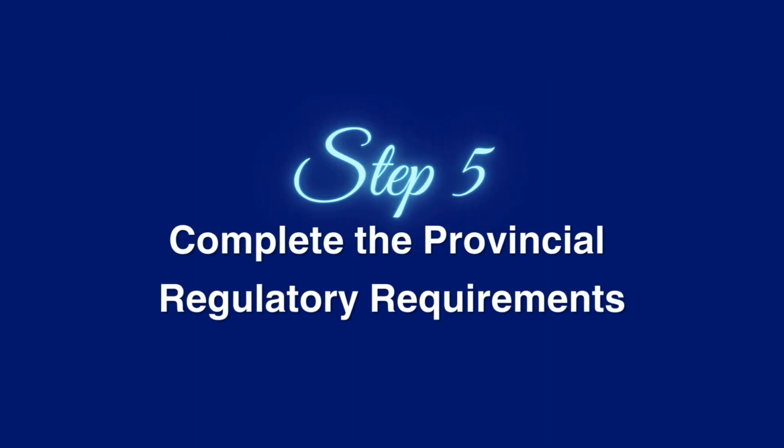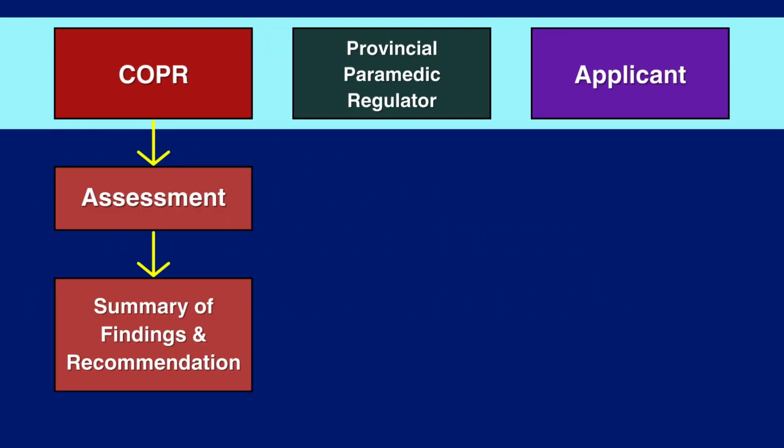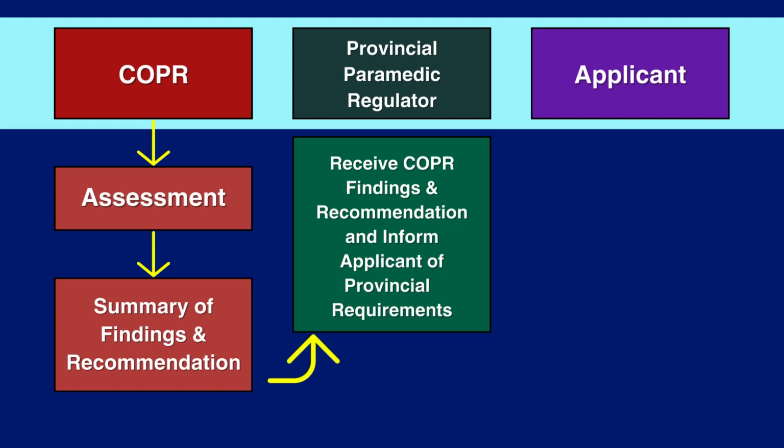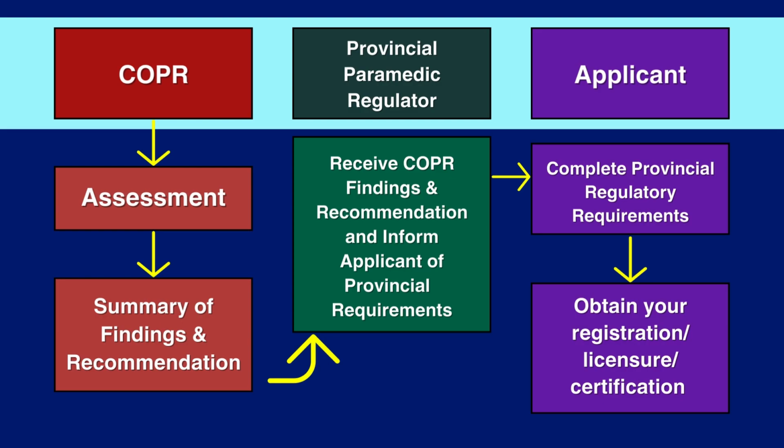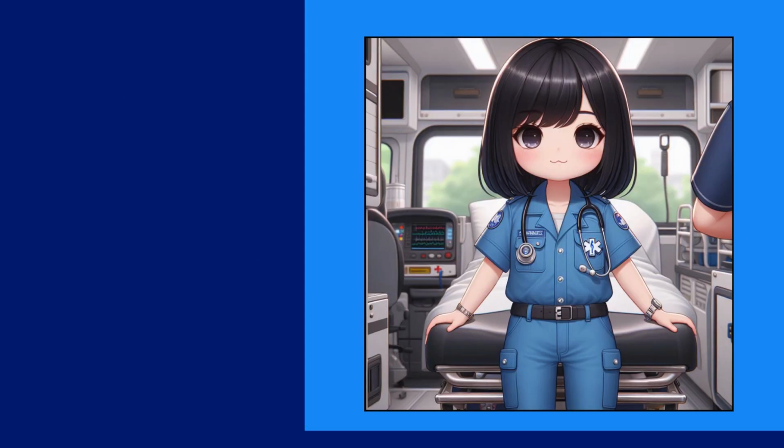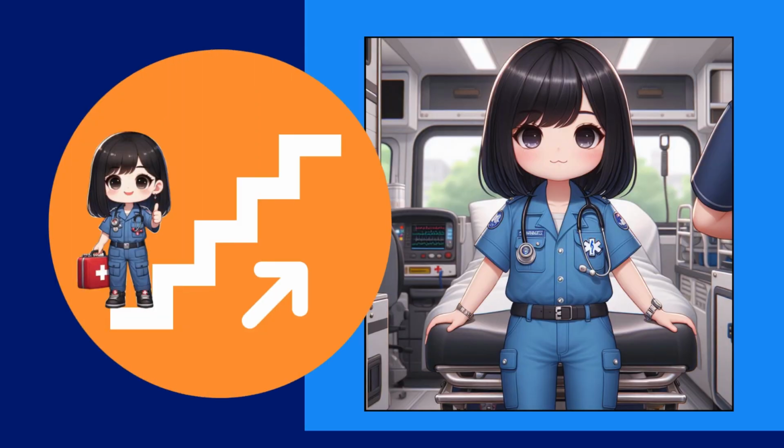Step 5. Complete the provincial regulatory requirements. After the assessment, COPR will prepare a summary of the findings and a recommendation of practice-level equivalency to the provincial paramedic regulator, as you have identified in the eligibility assessment application. Upon receipt of the COPR findings and recommendation, the regulator will contact you to inform you of any provincial regulatory requirements you need to complete. After successfully completing all the necessary steps, you will obtain your registration, licensure, or certification. With a paramedic certification, you can start applying and building your paramedic career in Canada.